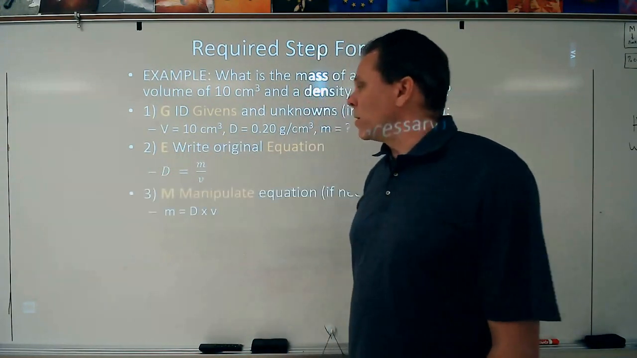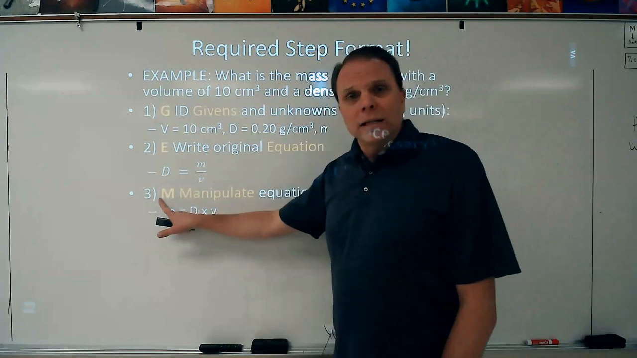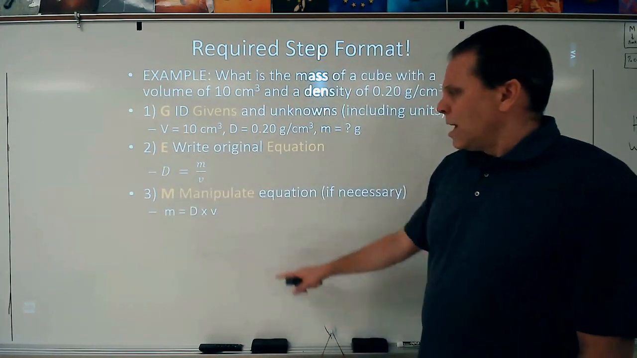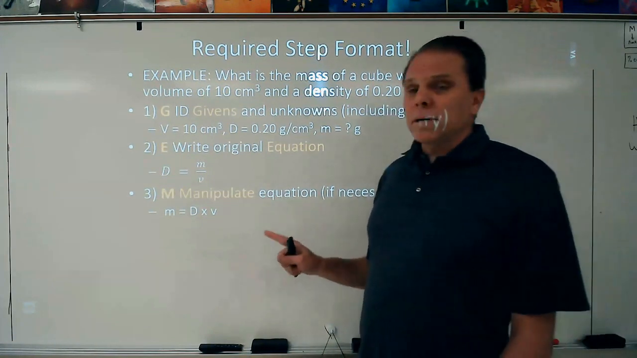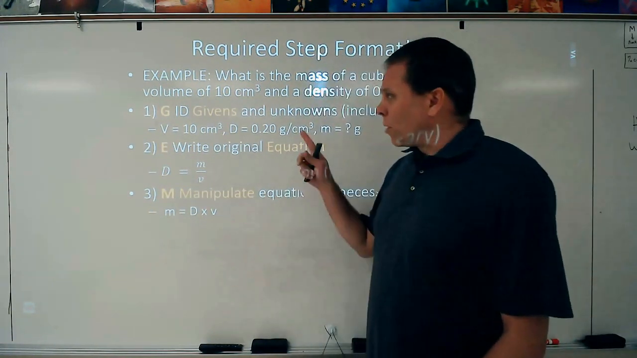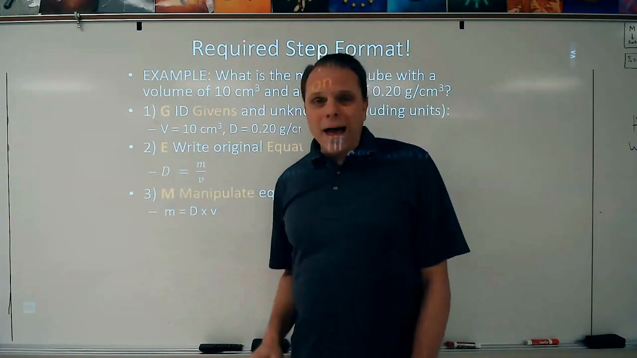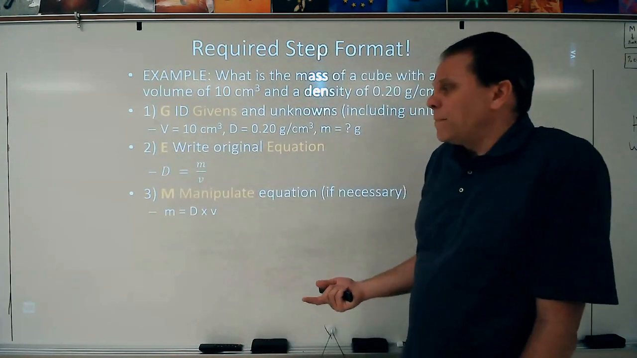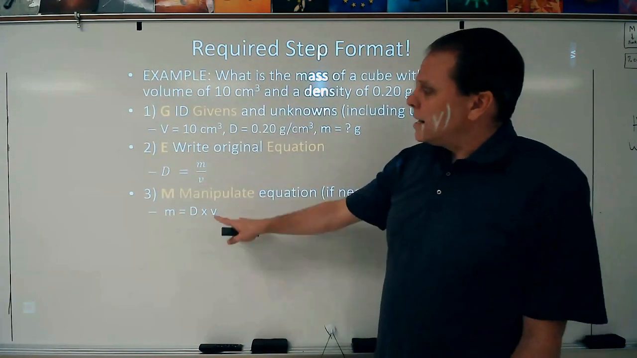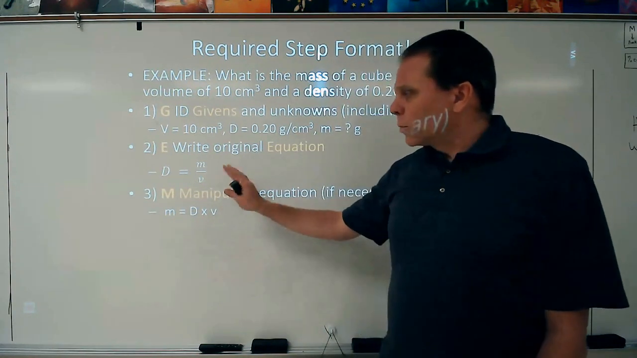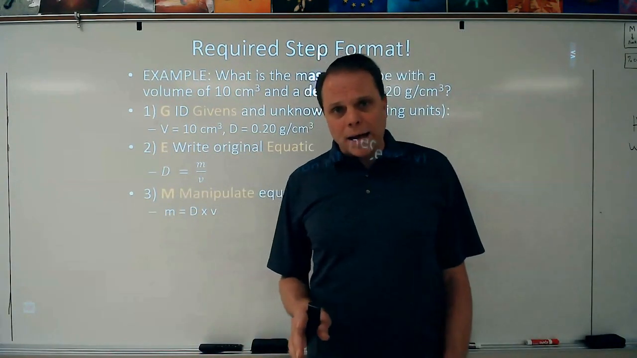The next step is where you're going to show me that you can do the algebra to manipulate. That's the M, right? So G-E-M of GEMS. Manipulate the equation. Now, sometimes you don't need this step. Like for a problem where we're solving for density, this step M is not necessary because you don't have to manipulate it to solve. But in this case, it is necessary because you've got mass that you're solving for. So you have to rearrange your equation in order to solve for mass.